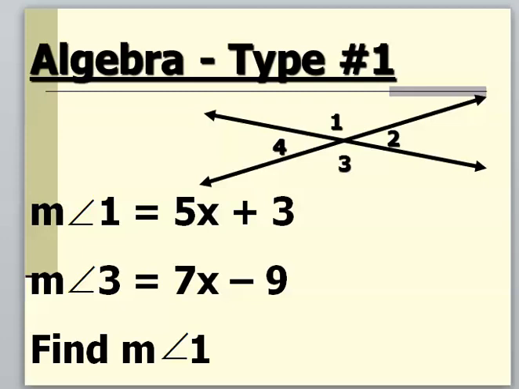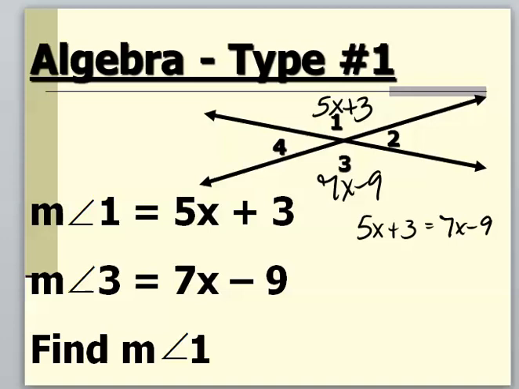These are the only two options. So if we look, they told us the measure of angle 1 is 5x plus 3. The measure of angle 2 is 7x minus 9. These are vertical angles. They're non-adjacent. They're opposite each other, so they're congruent. So we're going to set 5x plus 3 equal to 7x minus 9.